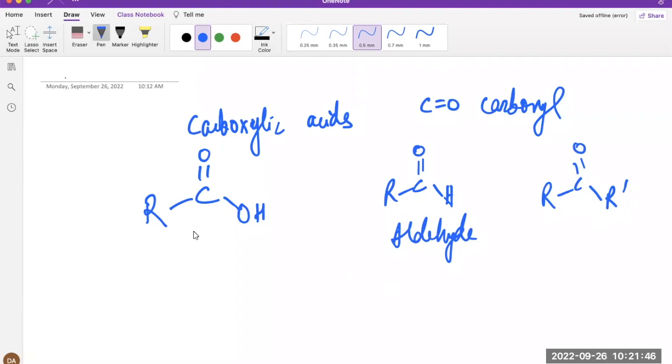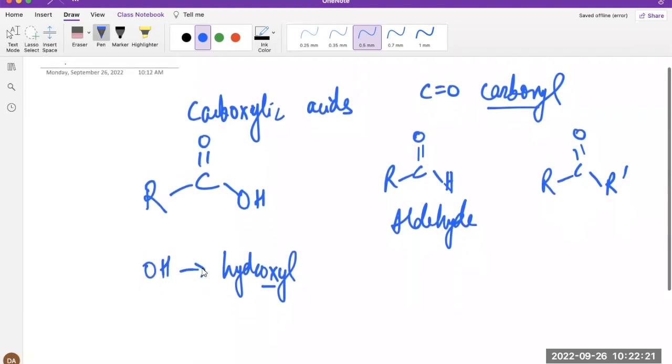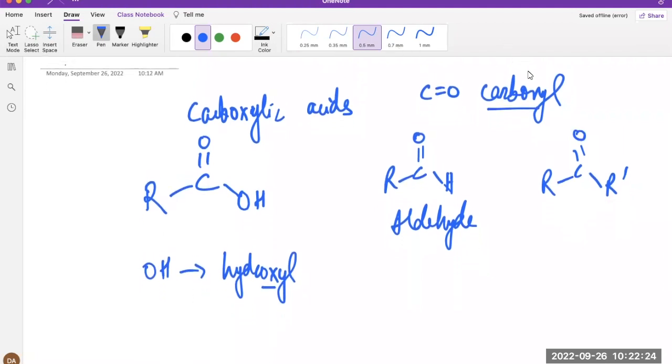Now, in the case of acids, acids are the one that have the C double bond O and then have the OH. So you can see actually it has the carbonyl portion, so the word carbo, and then it also happens to have the OH. And you guys remember OH is called hydroxyl. So that's where the term oxyl is coming from. So the carbo and the oxyl makes the carboxylic acid. Okay, so it has the carbonyl component and the OH component.